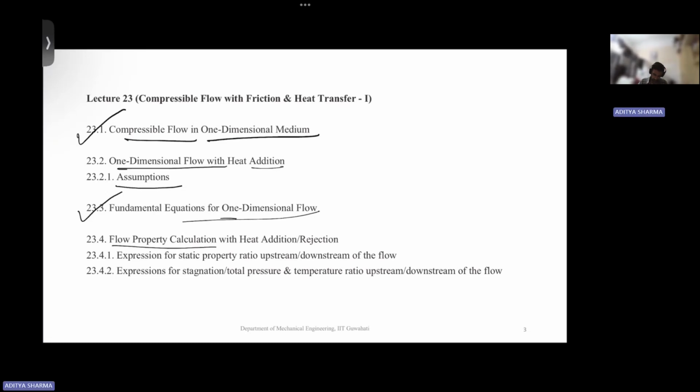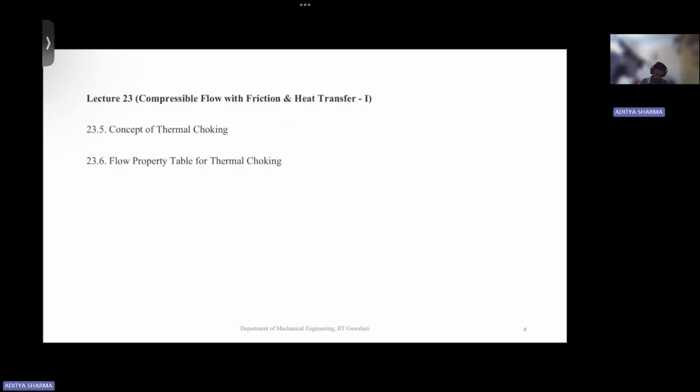The next topic is flow property calculation with heat addition or rejection: expressions for static property ratios upstream and downstream of flow, and expressions for static and total pressure and temperature ratios upstream and downstream of flow. There are expressions for these topics. For this, you can refer to lecture 23, slide numbers 8, 9, 10.